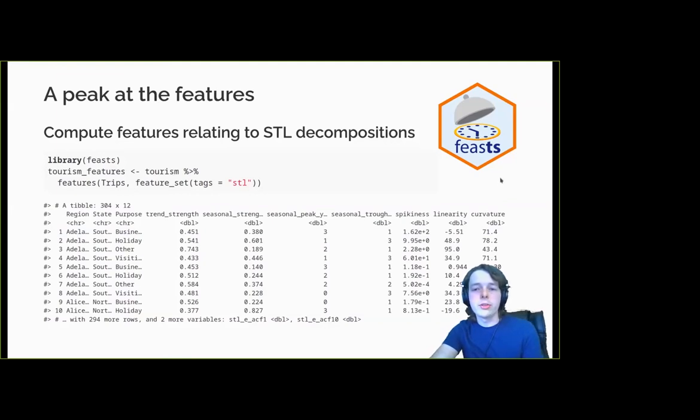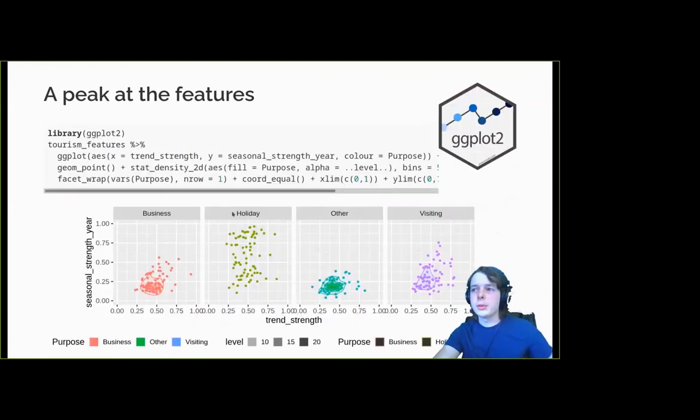We can use the Feasts package to compute some features. In this case, we're computing features based on an STL decomposition so that we can get a sense of the trend strength and the seasonal strength, how strong the trend and seasonality is for each of these 304 series. If we plotted these series using some ggplot code, and this highlights the integration between Sybil and Fable with the tidyverse, you can see that there's some interesting structure here, notably the holiday pattern. On the y-axis, we have seasonal strength. There's a lot more seasonal series for the holiday purpose of travel.